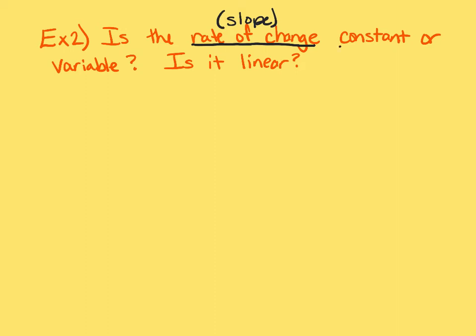But if it's on a line, it's going to be constant. It'll have the same value and it will just be a line. And if it's a slope that changes, it varies, then it's not a line. So that will answer the next question, is it linear? If it's constant, then yes, it's linear.